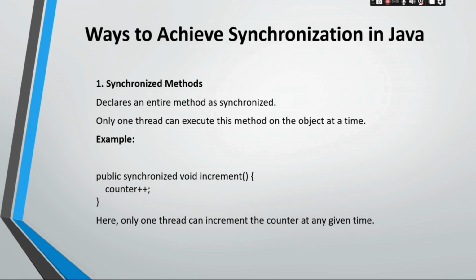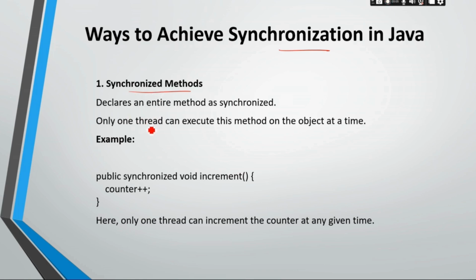What are the ways to achieve synchronization? Now that you have understood what synchronization is, how it works, and why we need it, you must be wondering how we can achieve it, as it is very useful. There are three ways to do it. The first is the synchronized method.